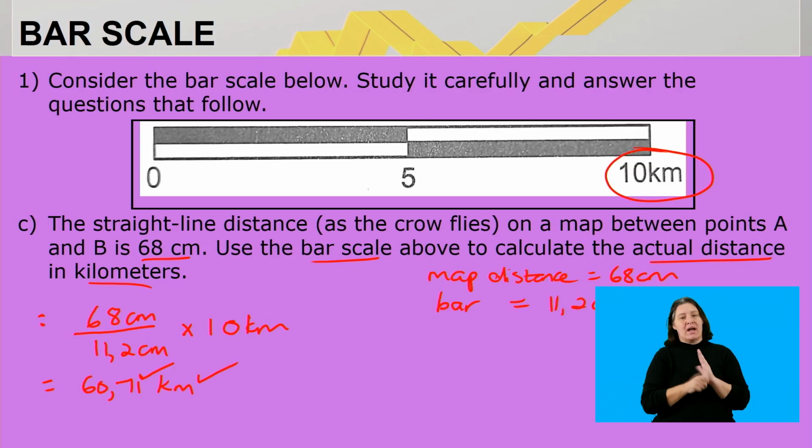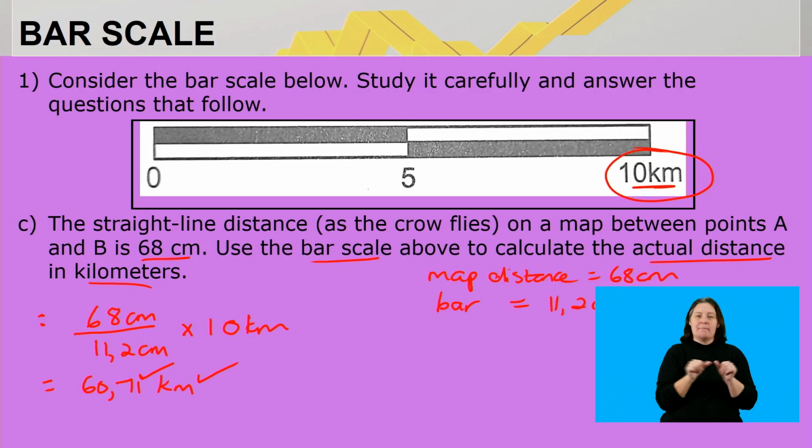So let me run through it again. You take your measured distance on the map, which in this case is 68. You divide it by the measured length of your bar, multiply by the scale factor. Guys, and just to point out whilst we are at this point in time, remember you can even measure from 0 to 5 and work with that distance as well. Doesn't matter, you'll still get to the same answer.